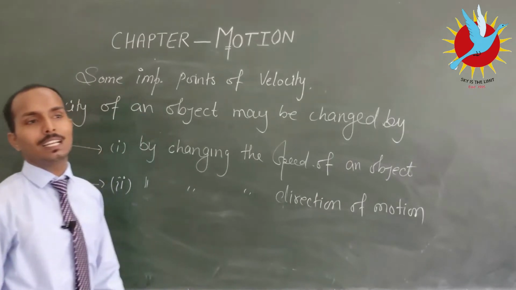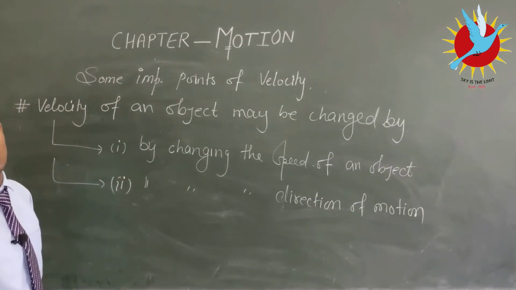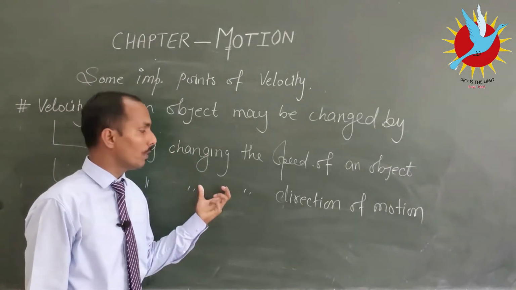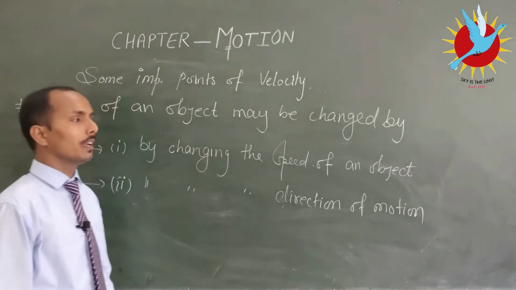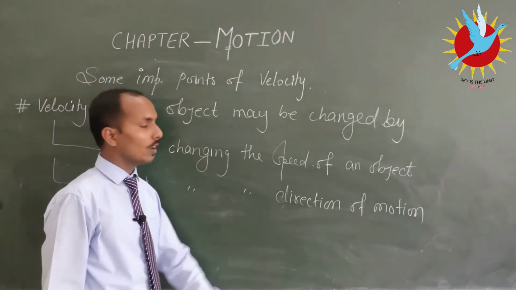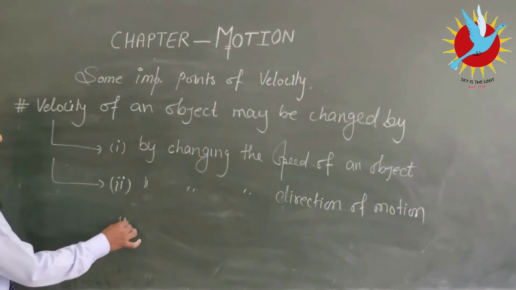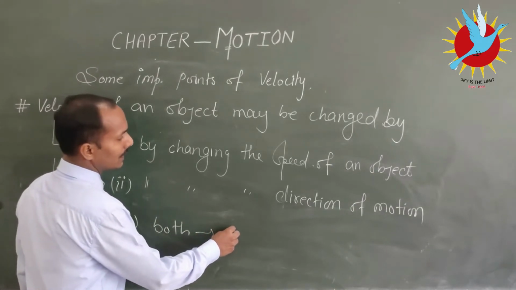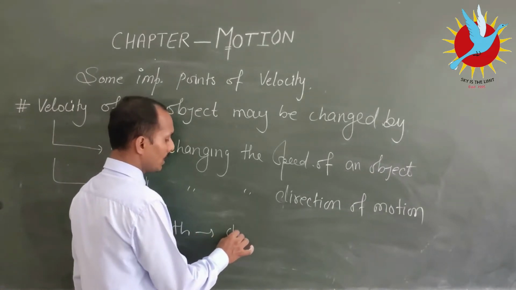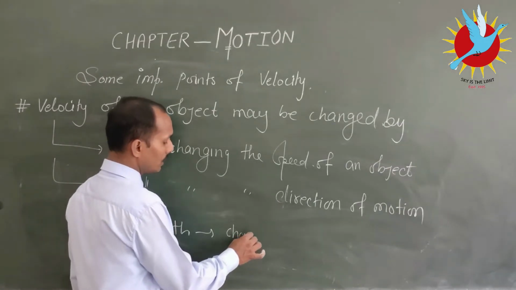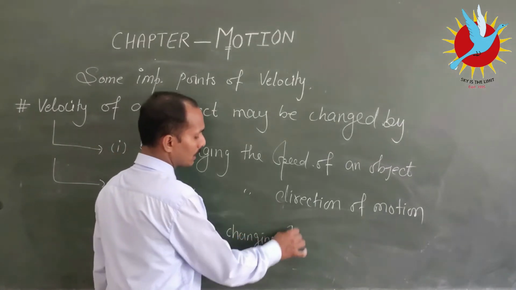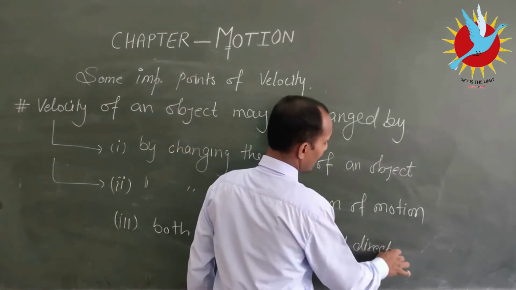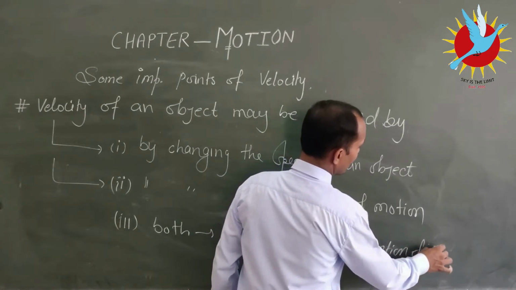If a body changes its direction, it means velocity changes. If a body changes its speed, then velocity changes. If a body changes its direction, speed is constant. The third one is both: the body changes both speed and direction of motion.